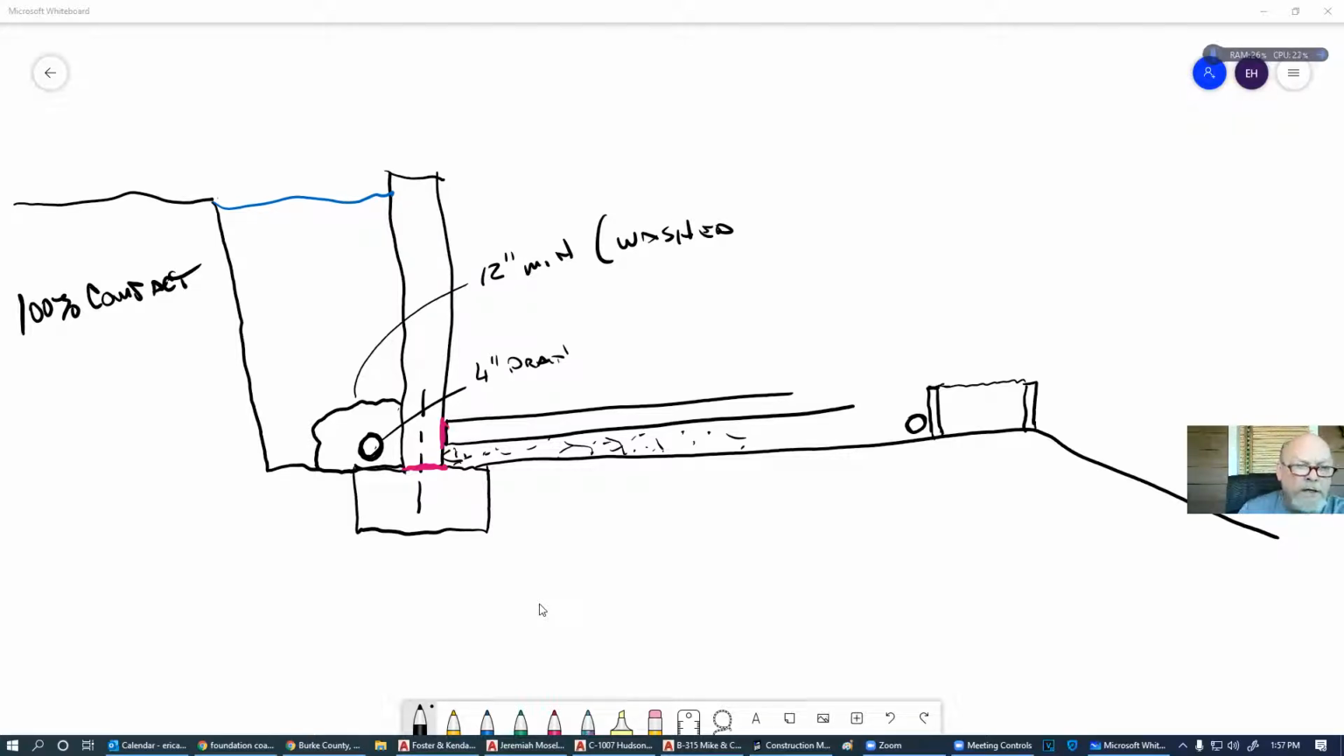Okay, so we talked about code, and so this is code. This is code. This is code. The parging is code. The bituminous material is code. But let's go above and beyond code.